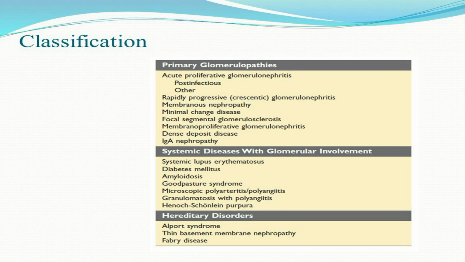This is the classification of glomerulonephritis. They can be primary or secondary. Primary, you have acute proliferative, rapidly progressive, membranous, minimal change, focal segmental, membranoproliferative. Whereas systemic involvement or the secondary causes are like SLE, diabetes mellitus and amyloidosis.